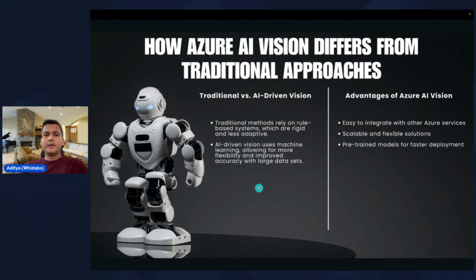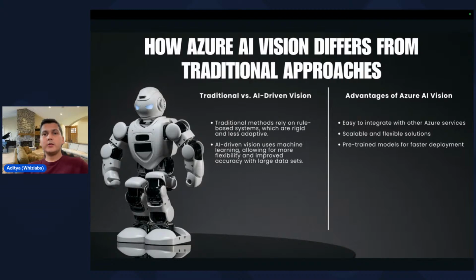It also improves the accuracy with large data sets, which I have already covered. And if we talk about the advantages of Azure AI Vision, I've already told you some, but here are a few more. We can easily integrate it with other Azure services. Let's take an example: you can use blob storage with your Azure AI Vision. You can use Azure functions.